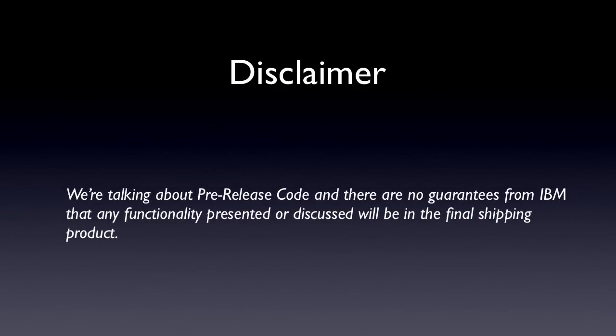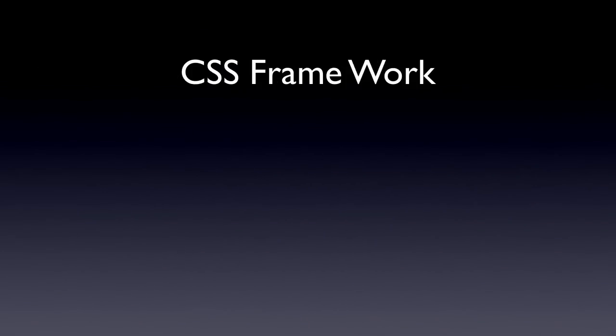Before we get started, a quick disclaimer. We're talking about pre-release code, and there are no guarantees from IBM that any functionality presented or discussed will be in the final shipping product. I'm not really talking about 8.5.1 in this episode. I'm talking about CSS frameworks, but I don't want to ever go back to the 8.5 client. Once you've been on 8.5.1, you never want to go back. So we're going to be using the 8.5.1 client, but we're not really talking about anything new.